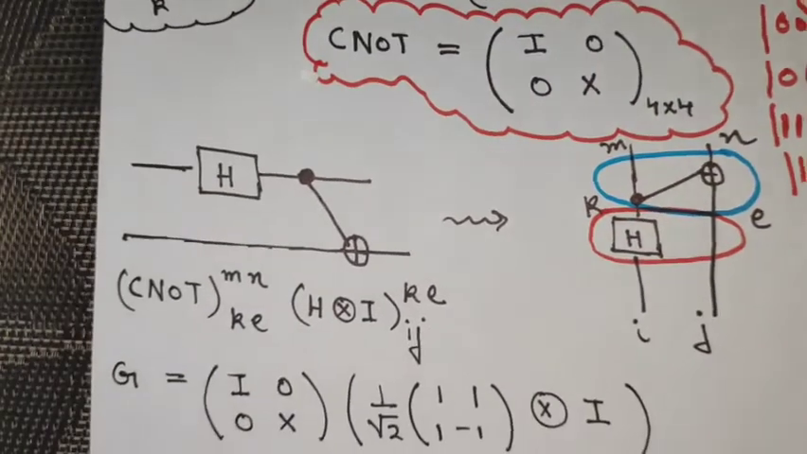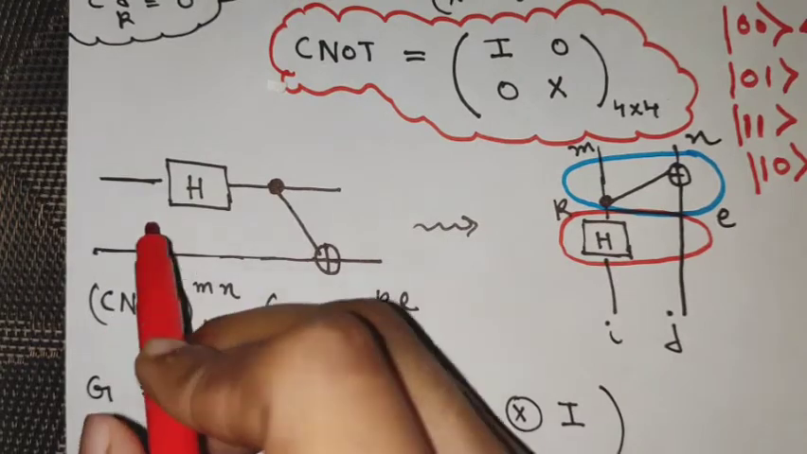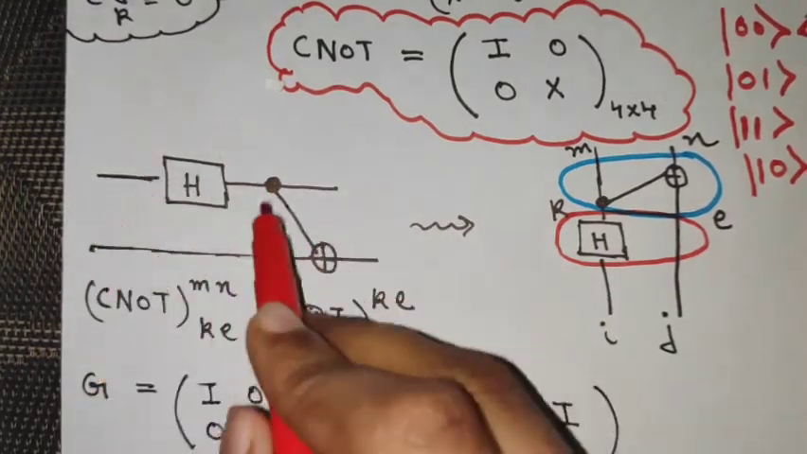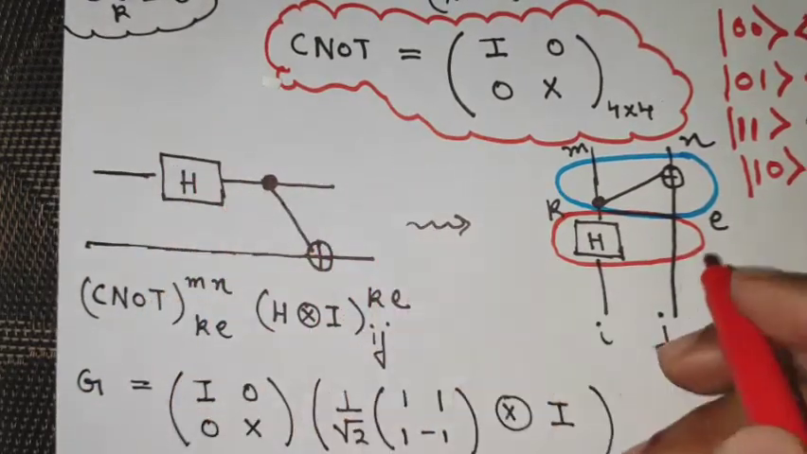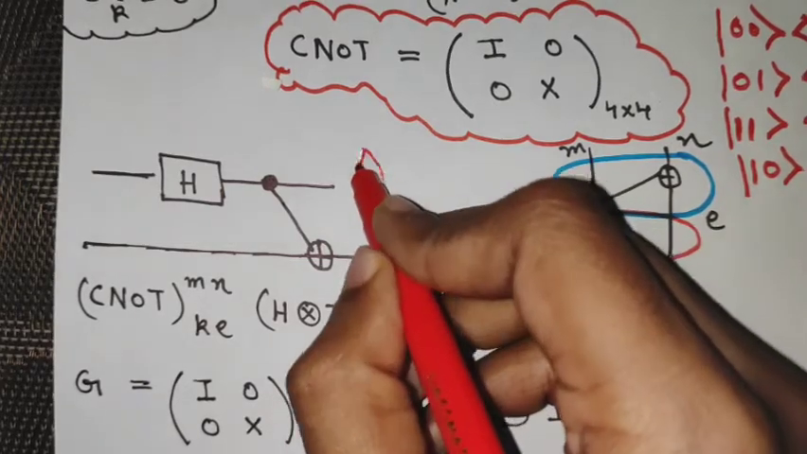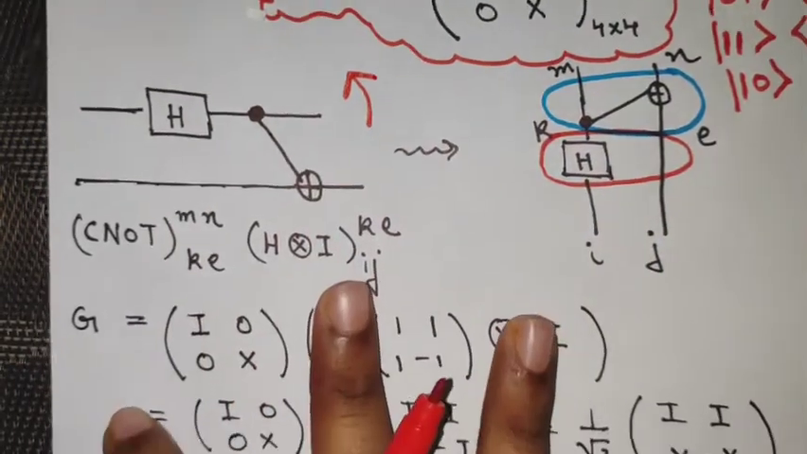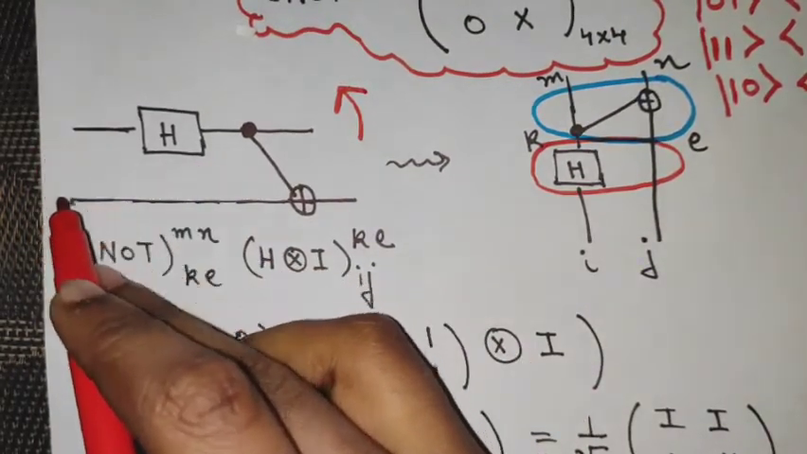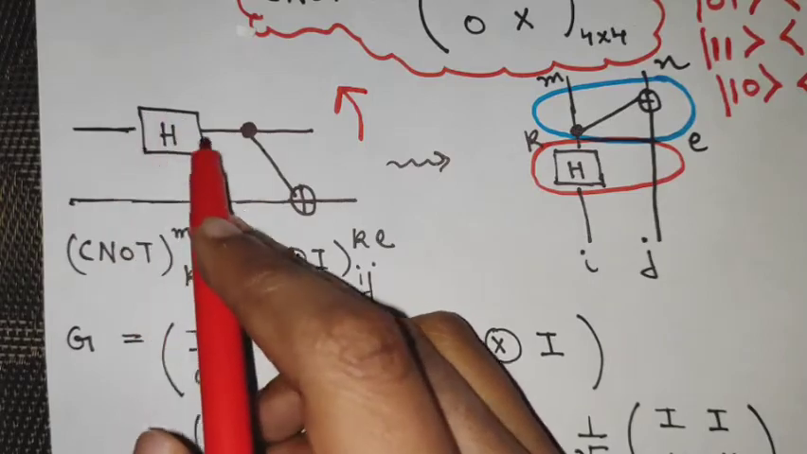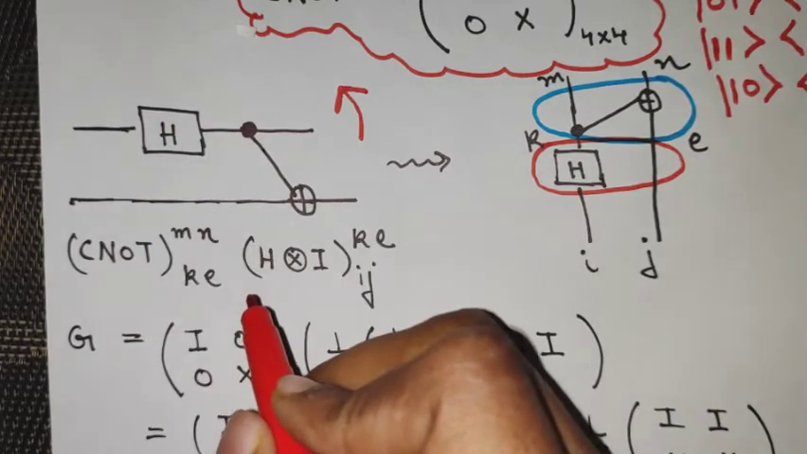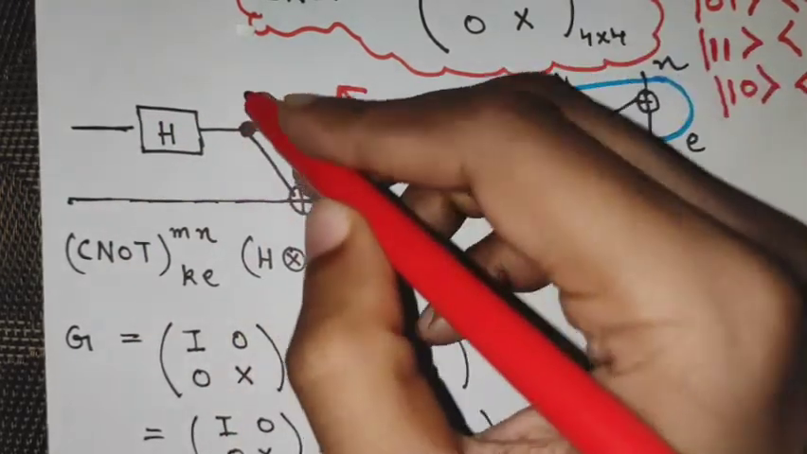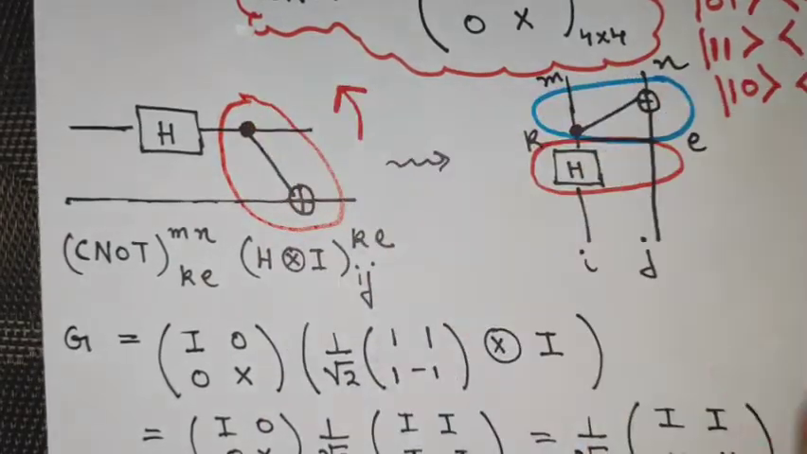So now once we know the CNOT operation, we can create a more complex circuit. You see, I have again changed it to a vertical representation by rotating it. And this is the tensorial form of this circuit. Whenever a qubit comes in, it will first act with the Hadamard gate, and then it will act with the CNOT gate. This entire thing is the CNOT gate.